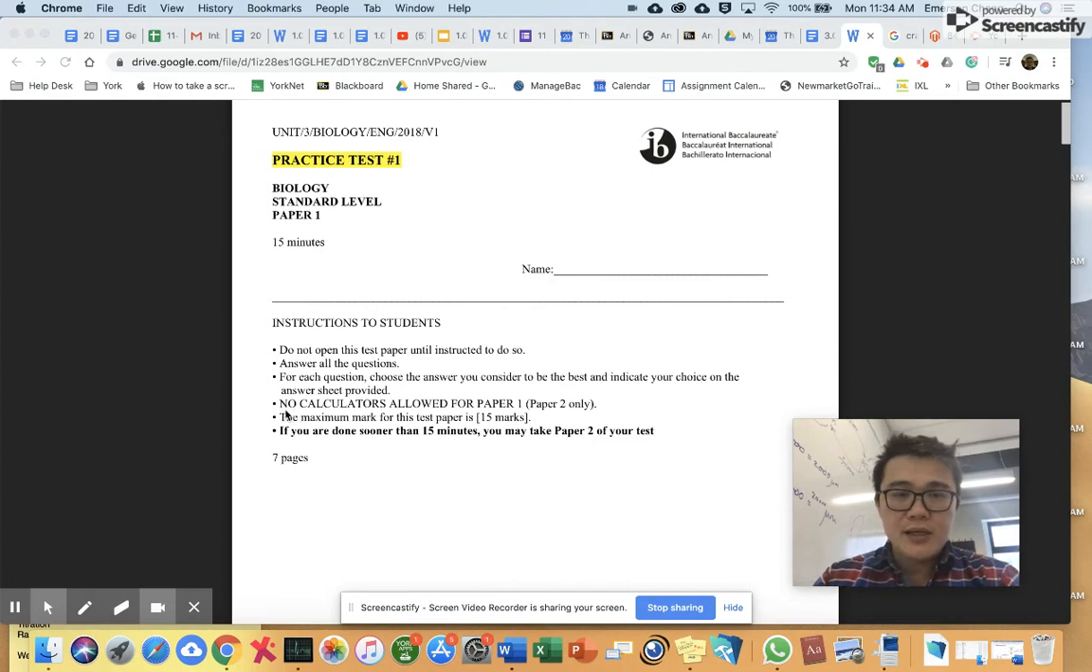Now, for paper one, just like in chemistry, you're not allowed to use a calculator. So there's not a lot of calculations, but if there is, just make sure you do it quickly and very simply.